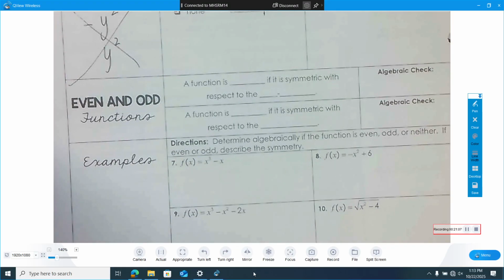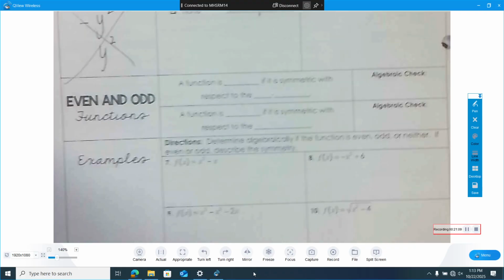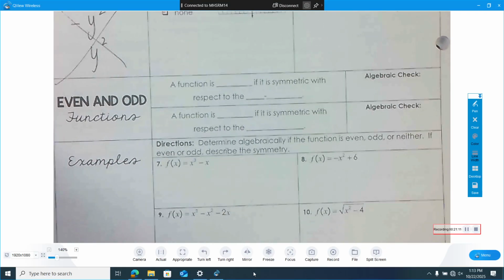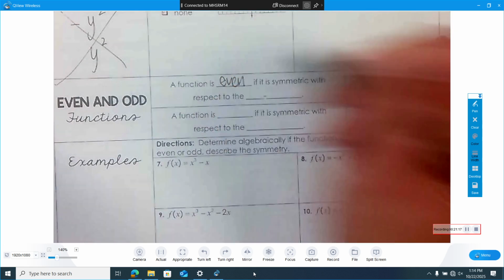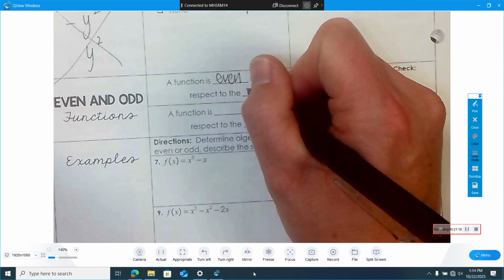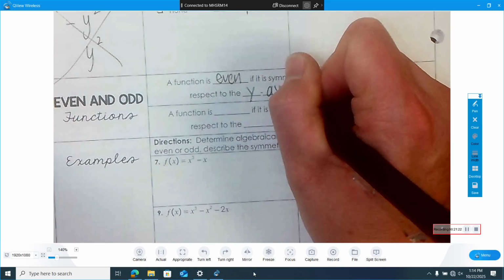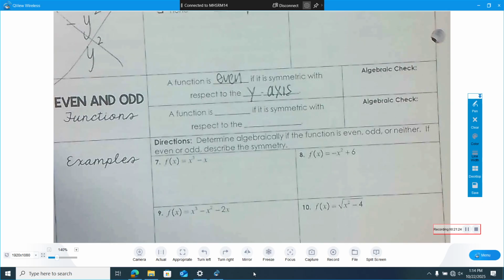So even and odd. Even and odd is just one step further. A function is even if it is symmetric with respect to the y-axis. So it's really just the same. It's y-axis symmetry, even. It's like a parabola. It's even, all right? It looks even. It's got an even power, right? X squared, all right? That's why we call it even.